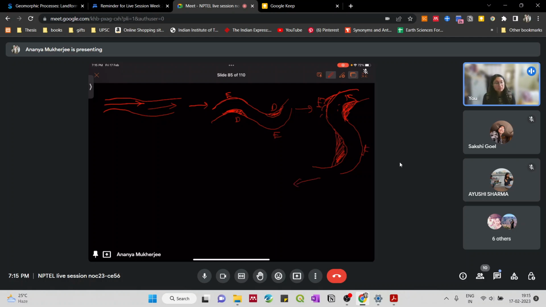Then with time this will become more and more bendy in nature. That is what we call a meandering river. So then it will become like this. The river is going to flow like this. As you can see, this part is the deposited part.